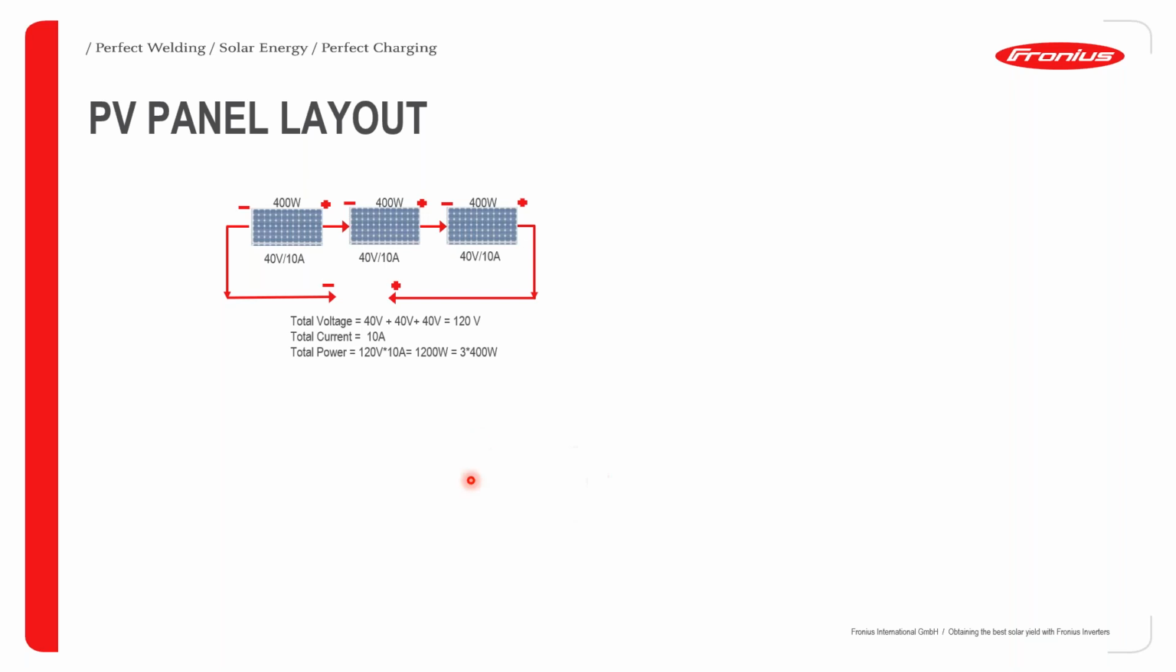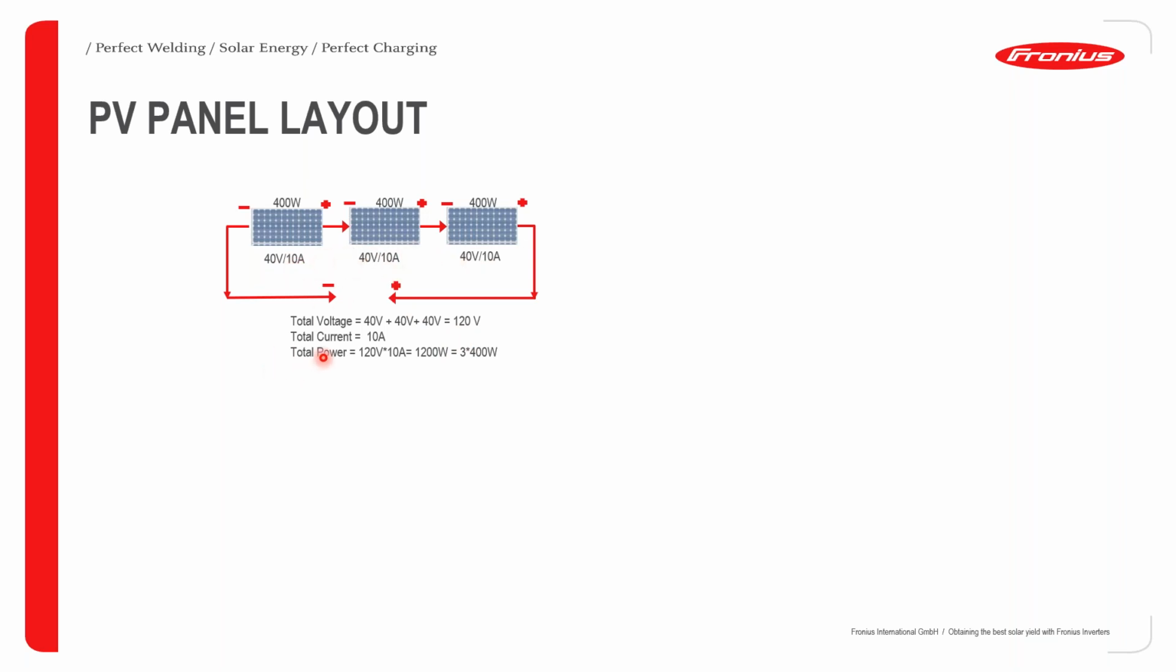So let's take a look at this series circuit. We have 3 panels in series, all with power specifications of 400 watts, with open circuit voltage and short circuit current values of 40 volts and 10 amps respectively. To calculate the total voltage of this orientation, it is 40 plus 40 plus 40. That gives us 120, because voltage in series is the summation of all the respective voltages.